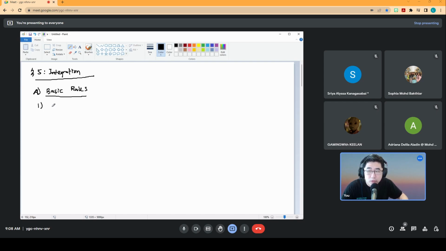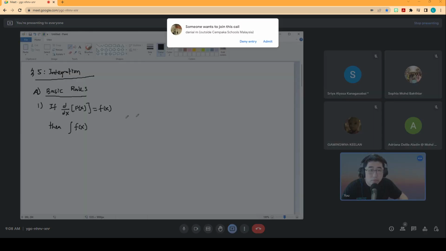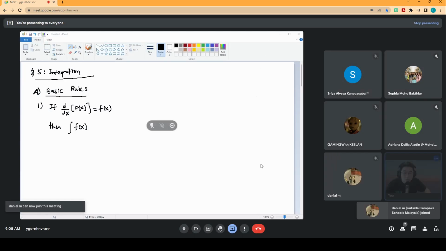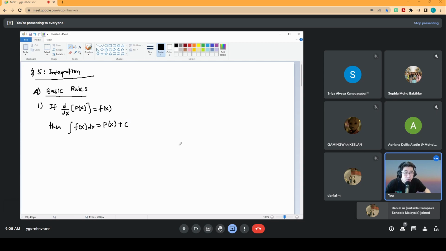Number 1 here: if d/dx of F(x) gives you small letter f(x), then the integral of f(x) dx will equal capital F(x) plus c. By the way, if you can hear me, give me a sign.